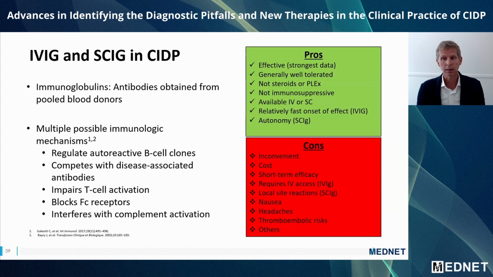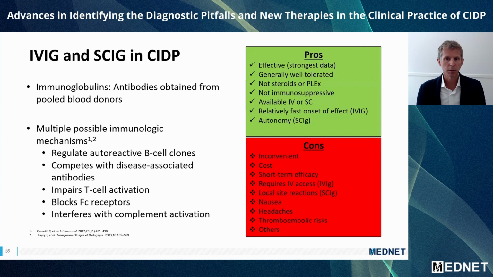They also have their pros and cons, the pros being that they have the strongest level of data in CIDP. They're generally well tolerated, though there are certainly some side effects. They're not immunosuppressive, which is one big advantage of the immunoglobulins. It's not immunosuppressive like some of the other options we use. They can be either IV or subcutaneous administration, so there's a couple of different routes there. And their beneficial effect is relatively fast. In the case of subcutaneous IG, you also get autonomy, which is a potential benefit, although for some patients that don't like the subcutaneous injections, that's a con rather than a pro.